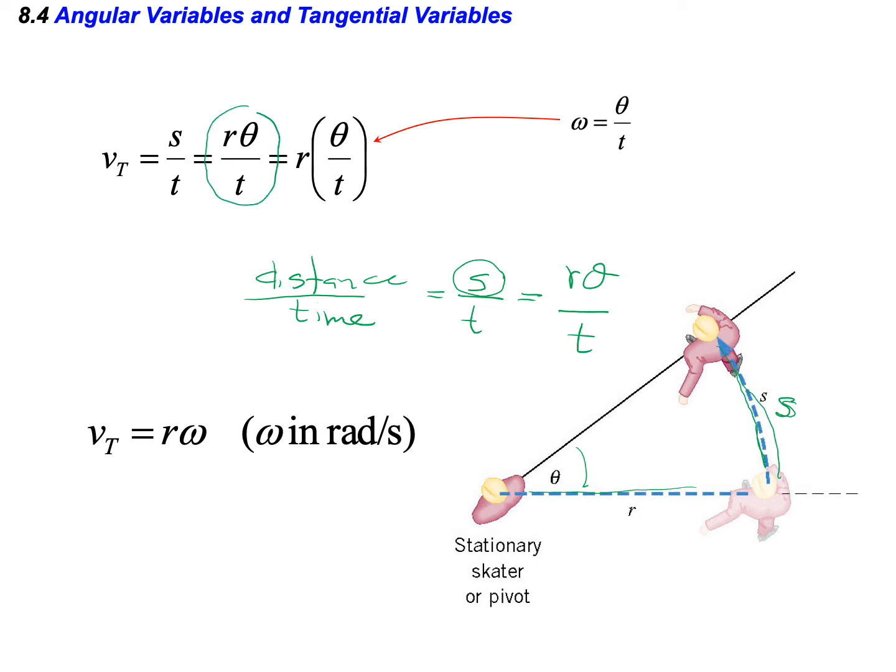So if you write theta over t in a parenthesis, we know angle over time is omega, which is angular speed. So therefore, if we put omega instead of theta over t, tangential velocity is r omega. Tangential velocity or tangential speed is r omega, and the units are the same as change of angle divided by time, radian per second.